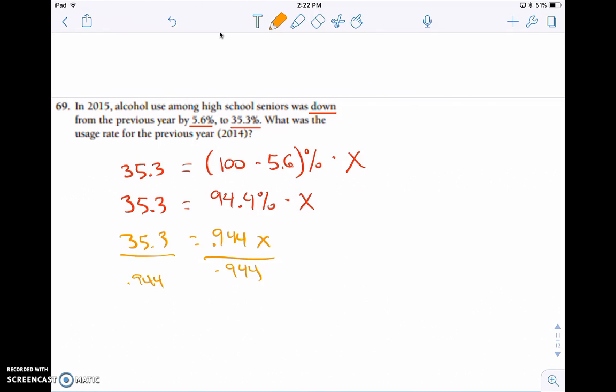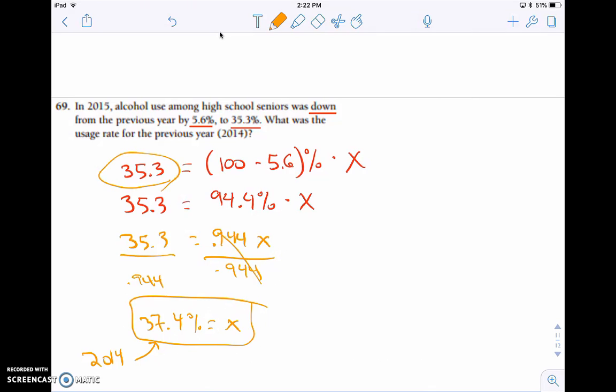and then I'm going to run that in the calculator here real fast. So when I divide these out, so that's going to cancel there, I get x equals, rounded to one decimal place, 37.4, and our initial units were percentage of students. And so the usage rate for 2014 was 37.4%. So again, in 2014, it was 37.4%. Then we saw a 5.6% decrease, so that decreased down to the 35.3%.